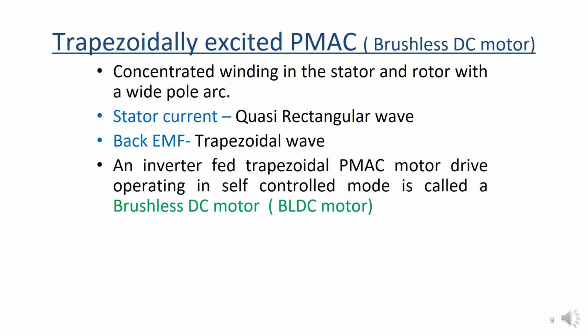Now let us see the trapezoidally excited permanent magnet AC motor. This motor's stator has a concentrated winding and the rotor has a wide pole arc. The shape of the stator current is quasi-rectangular and the shape of the back EMF of the stator is trapezoidal. The inverter-fed trapezoidal PMAC motor drive operating in self-control mode is called a brushless DC motor.